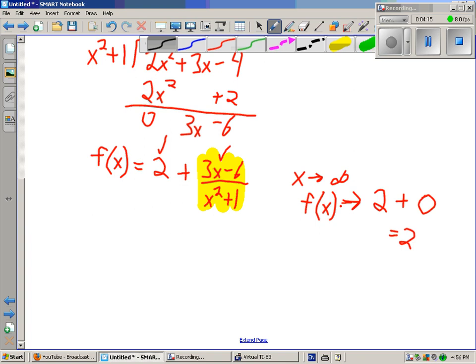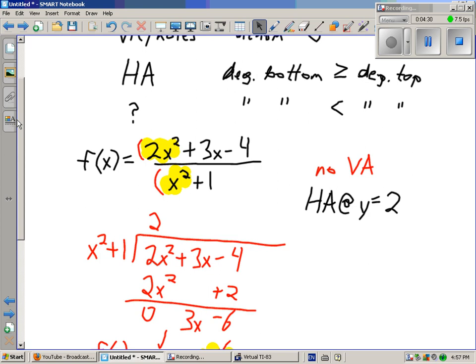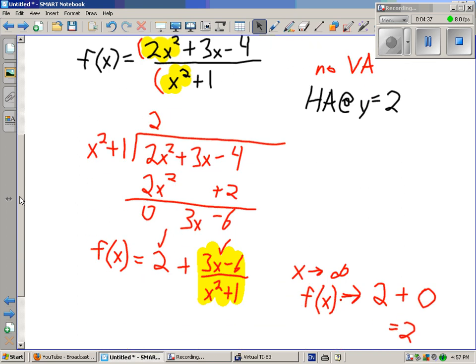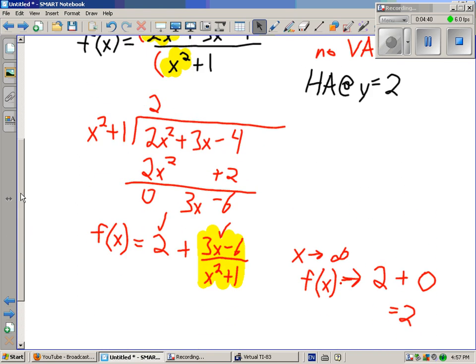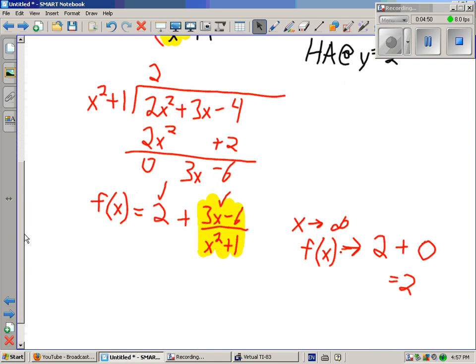And the question that raises is, why would we want to do this? Because it's so much longer than just looking at the leading terms. And that is true. So when the orders of the top and the bottom are related in such a way that the degree of the bottom is greater than the degree of the top, it's really not worth dividing that in. Just look at the leading terms. However, when we wind up with the degree of the bottom being less than the degree of the top, that is where we do need to divide it in.